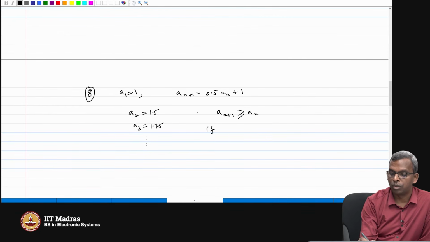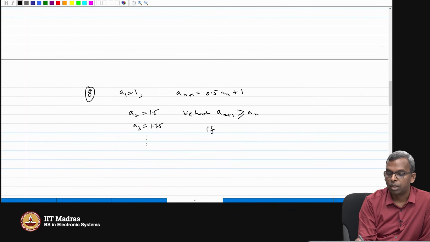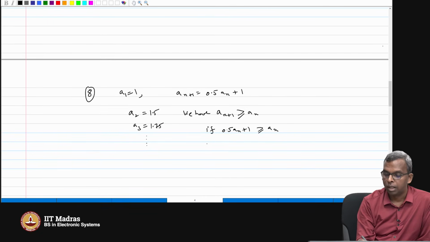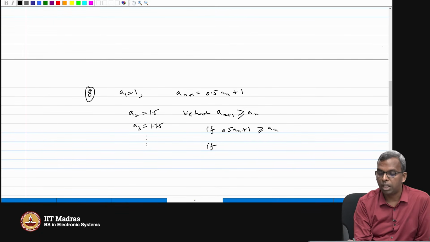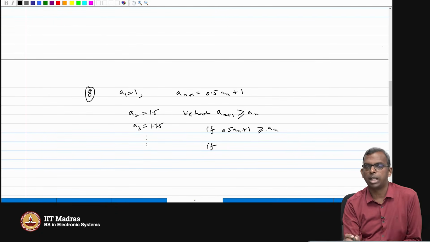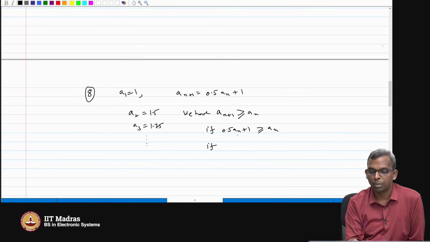So a_{n+1}, you can write it as a_{n+1} greater than or equal to a_n. If you write, instead of a_{n+1}, its formula, greater than or equal to a_n, which is true if... inequalities you can manipulate much like equalities, except, for instance, this 0.5 a_n can go to this side with a minus sign. All of that is okay, except when you multiply by negative numbers, be very careful. When you multiply by a negative number, the inequality will reverse.